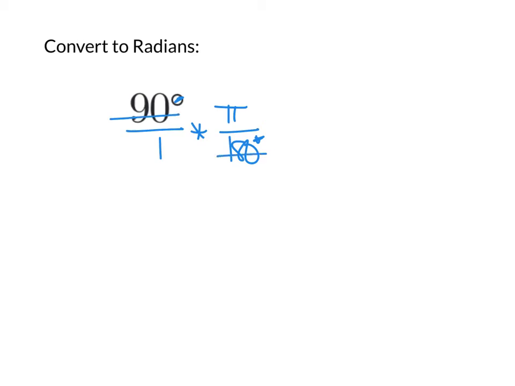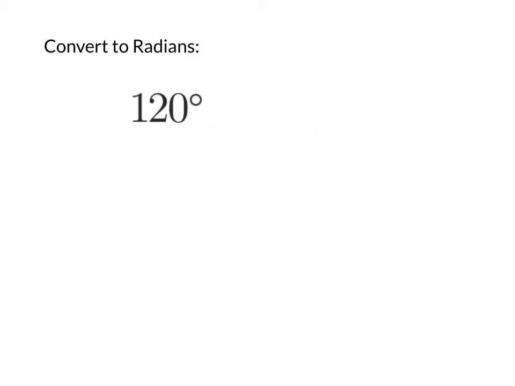90 goes into 180 twice. So this will simplify to pi over 2 radians. Let's do one more. Multiplying by pi over 180.